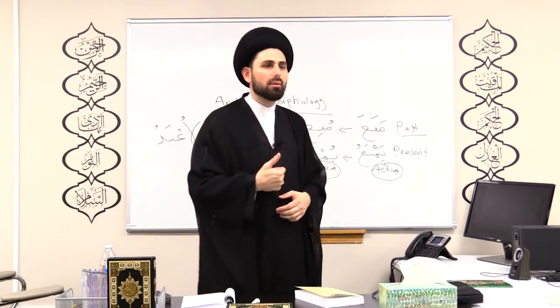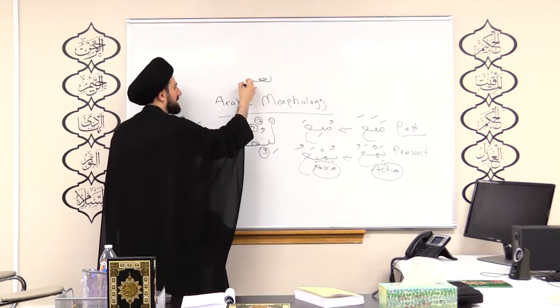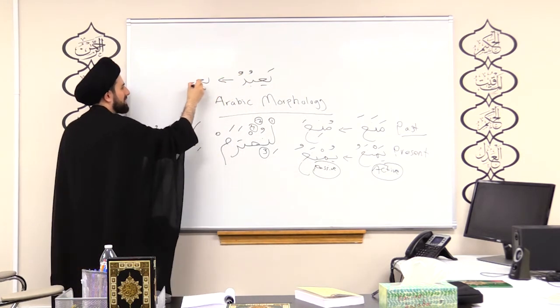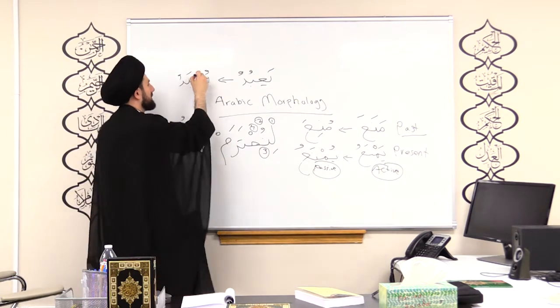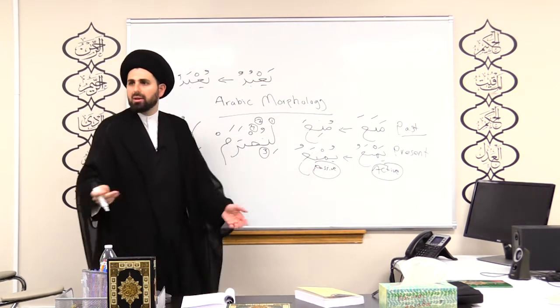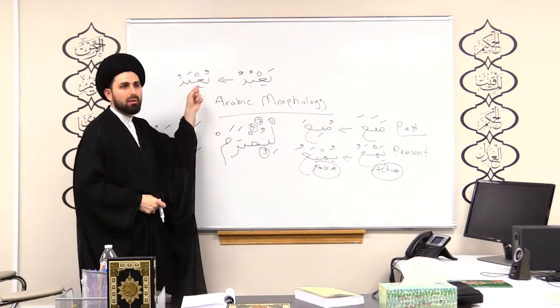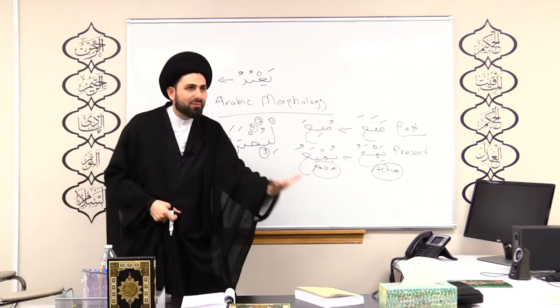What's the difference between ya'budu and yu'badu? Let's write this. Ya'budu, and then you have yu'badu. What's the difference between these two? Exactly, active and passive. Ya'budu means he worships. Yu'badu means he's worshipped. That's the difference between the active and the passive. And remember the sign. The only difference is what? The fatha becomes a dhamma in the beginning. That's how you know this is a passive verb in Arabic.